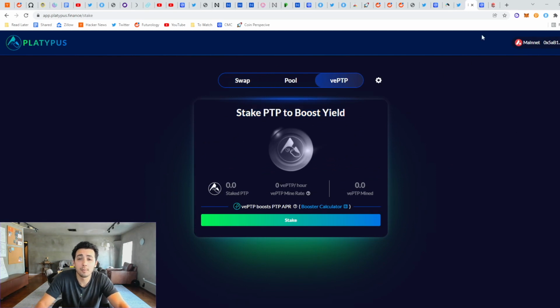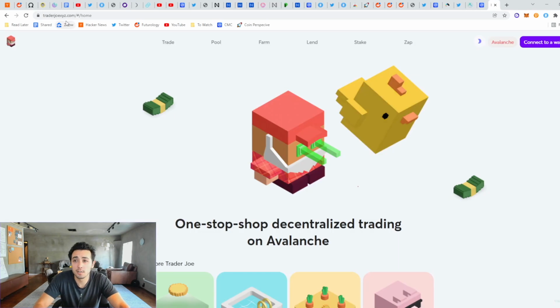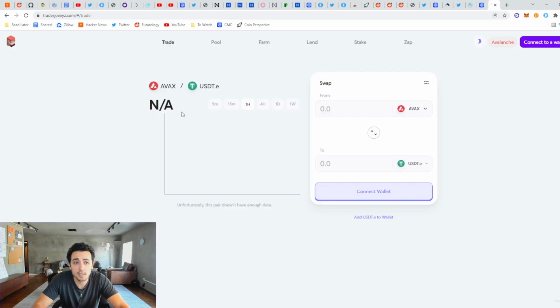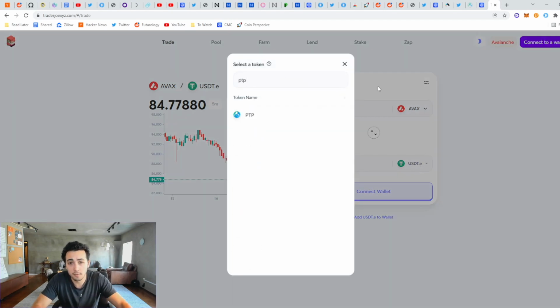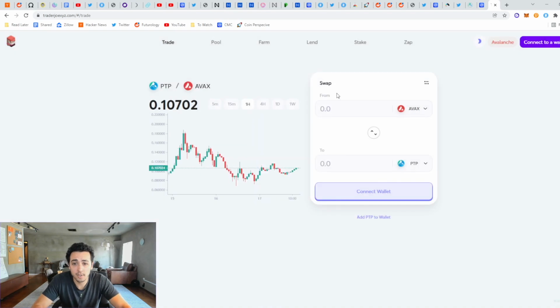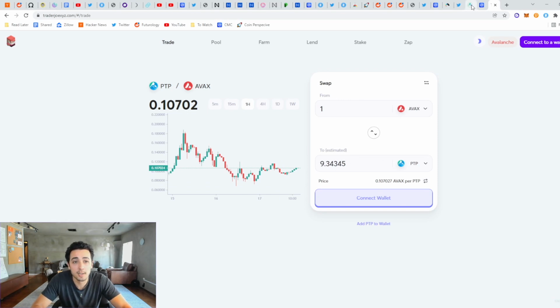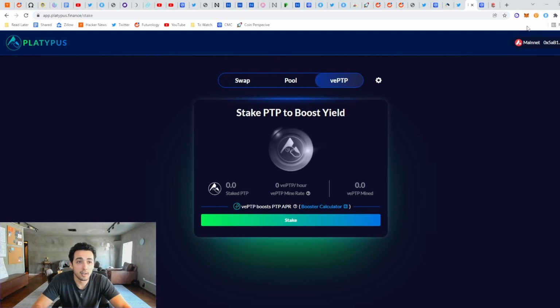So if we want to back up really quick, the way you get it is you go to traderjoe.xyz. It is on the Avax network, so you'll need Avax, and you'll type in PTP, Platypus Finance, and you'll swap one Avax for 9.3 PTP at the current price. Then you'll have it in your MetaMask wallet, and you'll go and stake your PTP.